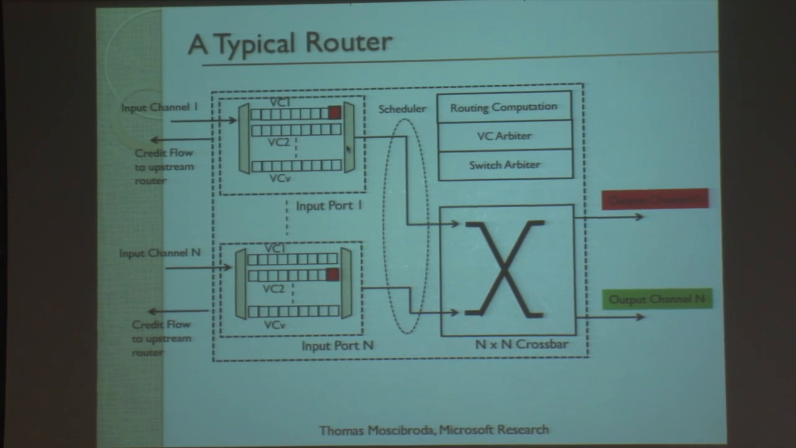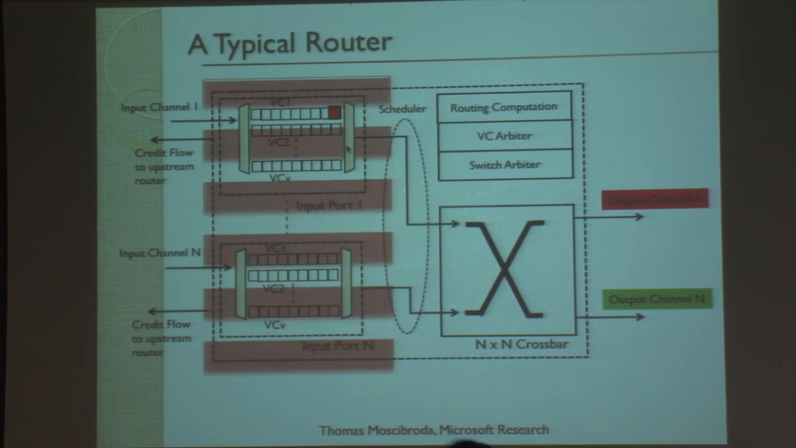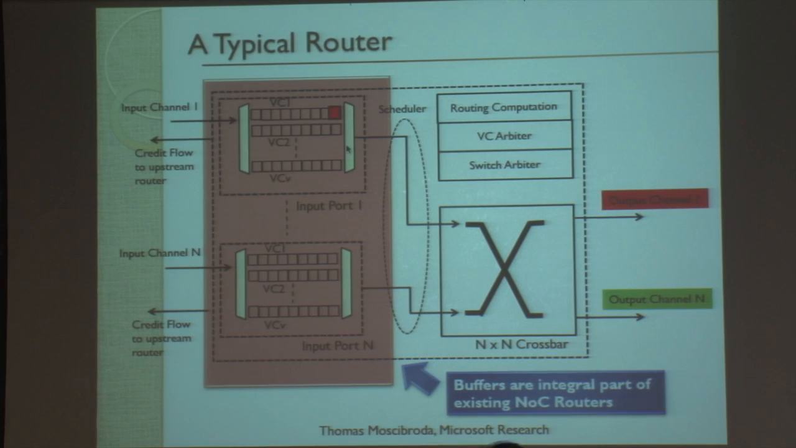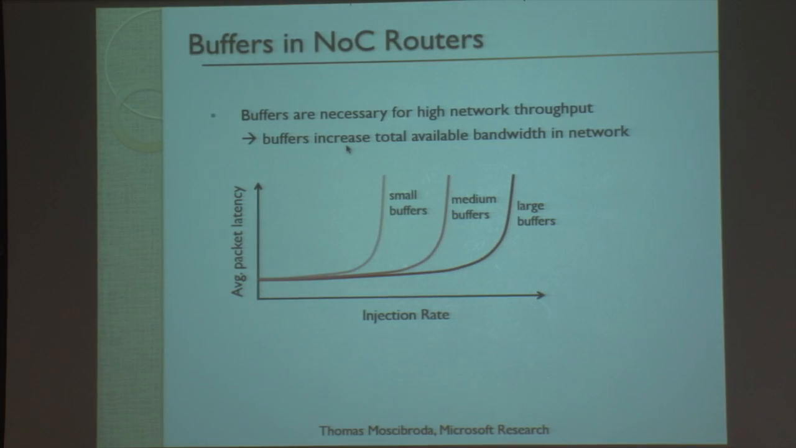So you have these buffers because if you have a conflict, let's say both of these red ones want to go through output channel 1, only one can make progress. We need the buffer to store the other one. What if we didn't have buffers? What would we do then? What would happen with that red packet? And you'll see in a couple of slides.